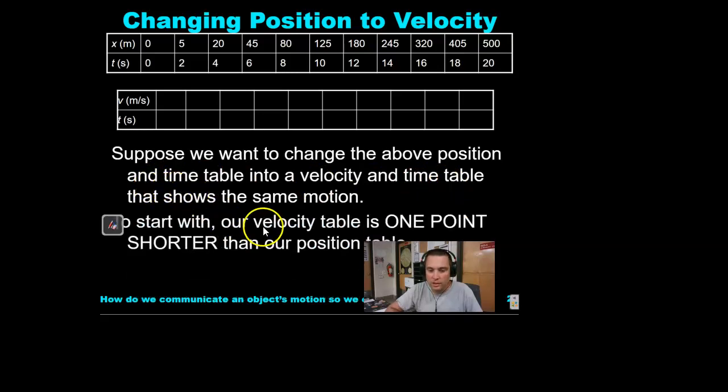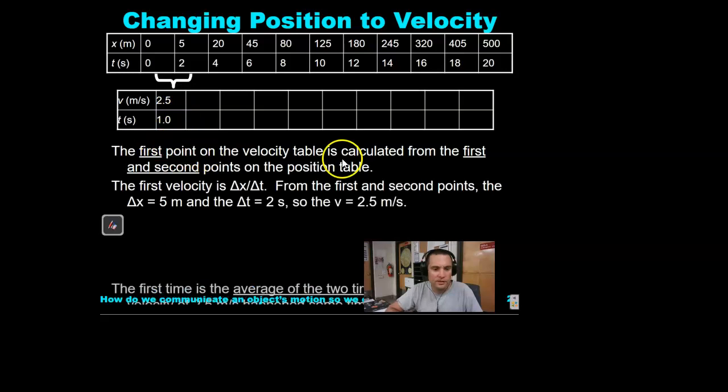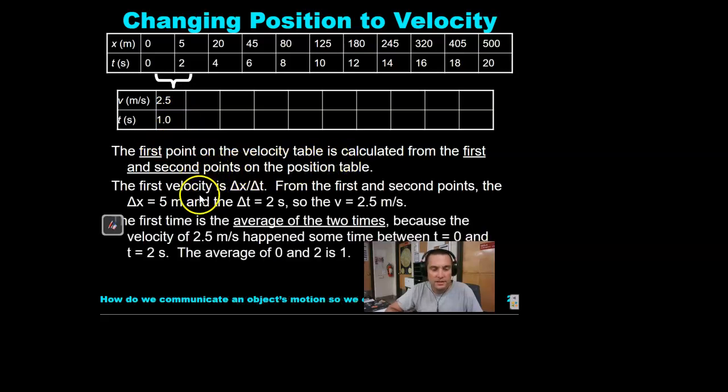To start with, our velocity table is 1 point shorter. Right? It's not the same amount. That's because you have to have two pairs to get it. So the first point on the velocity is calculated from the first and second points. The first velocity is delta x over delta t. So if you did 5 divided by 2, you're going to get 2.5.